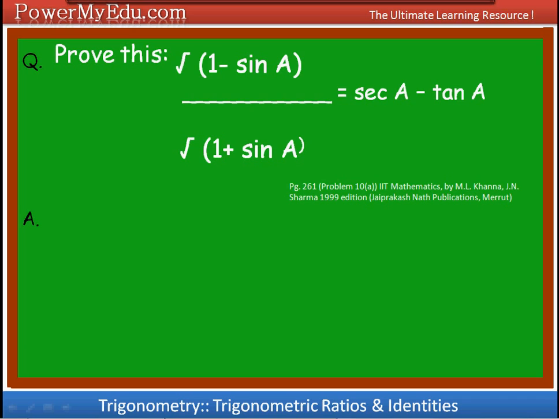The question given is: prove that root over of 1 minus sin a by 1 plus sin a, the whole root, is equal to sec a minus tan a. Okay, going to the solution straightforward.